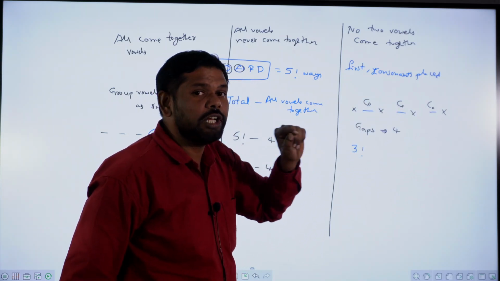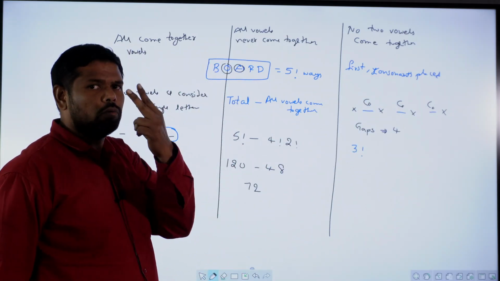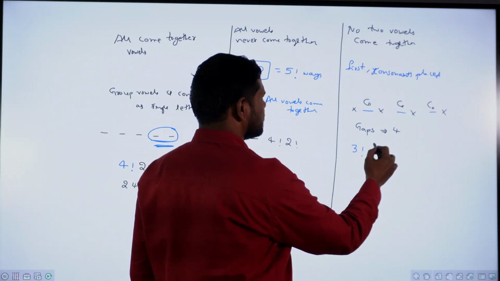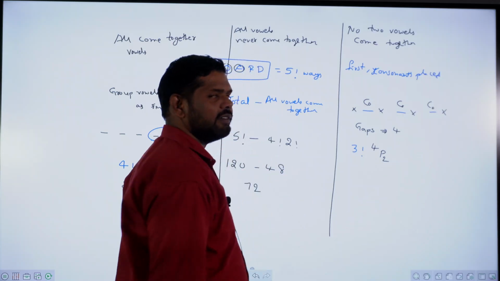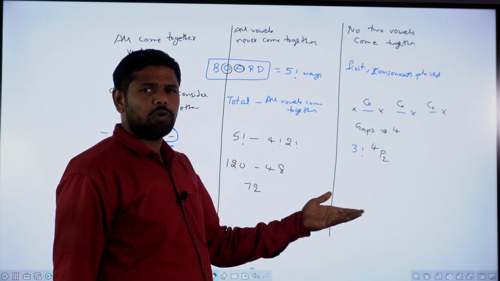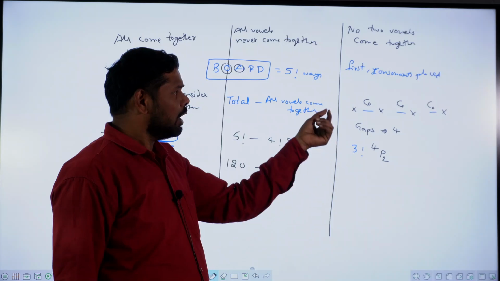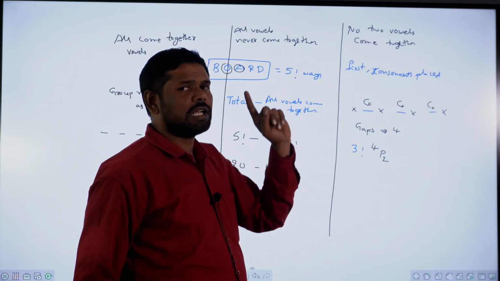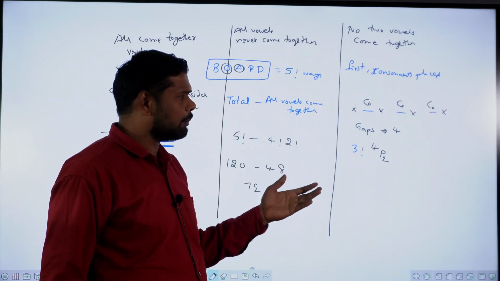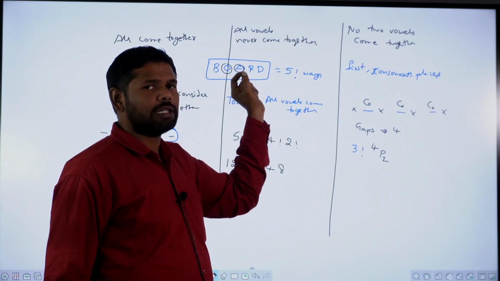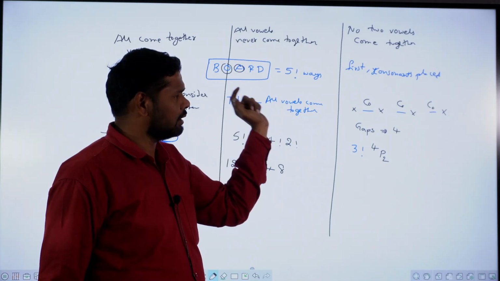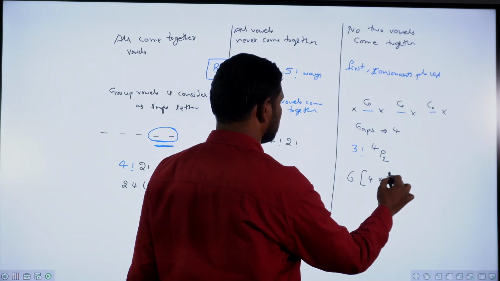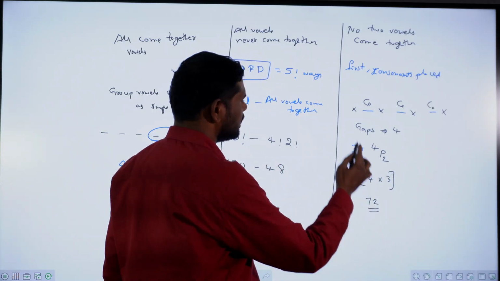In those 4 gaps, you need to fill how many vowels? We only have 2 vowels: 4 gaps and 2 vowels. How can we arrange them? 2 vowels in 4 gaps can be arranged in 4P2 ways. Suppose 3 vowels, then 4P3. 4 vowels, 4P4, like that. You need to find the gaps after arranging the consonants, and then arrange whatever vowels are present in the given word. 3 factorial is 6 into 4P2, which is 4 into 3, 12. 6 into 12 is 72 ways. That is the answer.